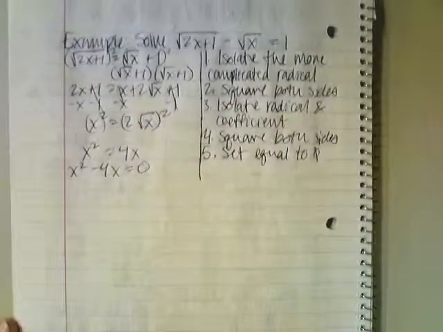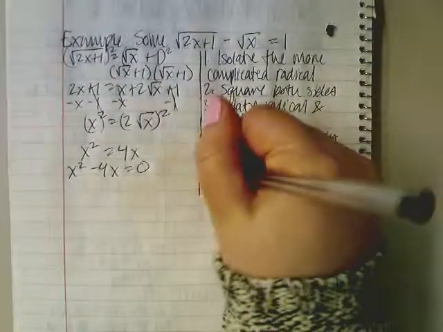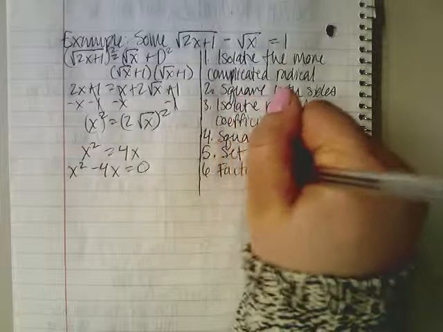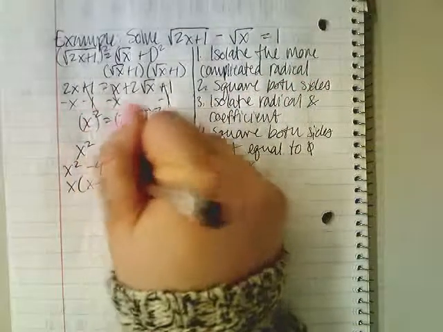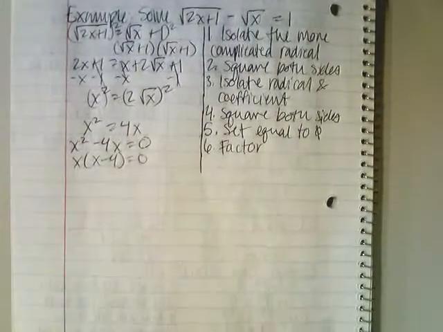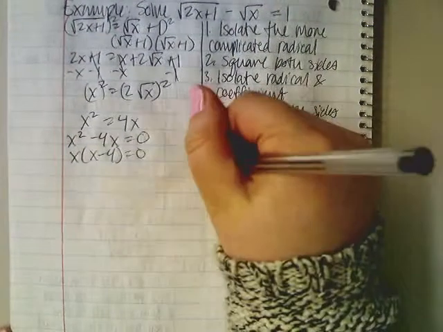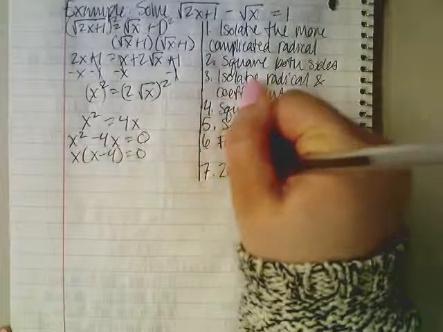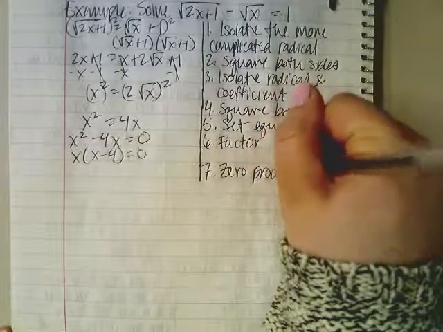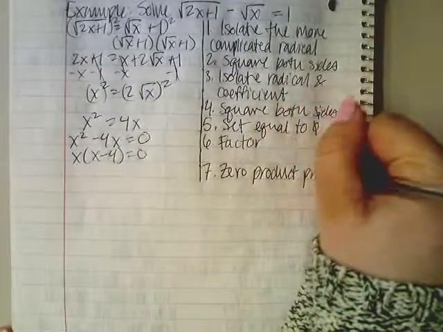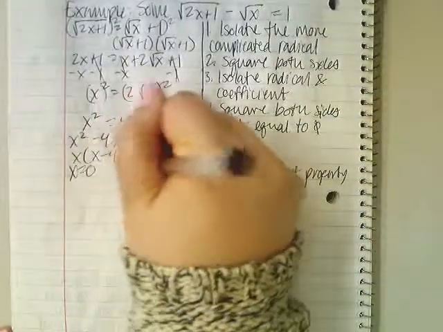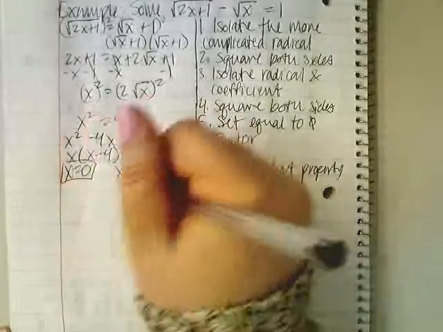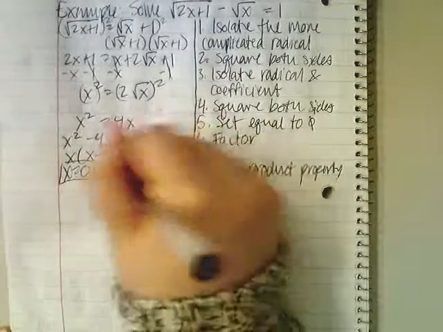And this is actually factorable. So I'm going to factor out a GCF of x. So I have x times x minus 4 equals 0. And then I use everyone's favorite property, the zero product property. And I get x equals 0 and x minus 4 equals 0. So x equals 0 is one solution and x equals 4 is the other.